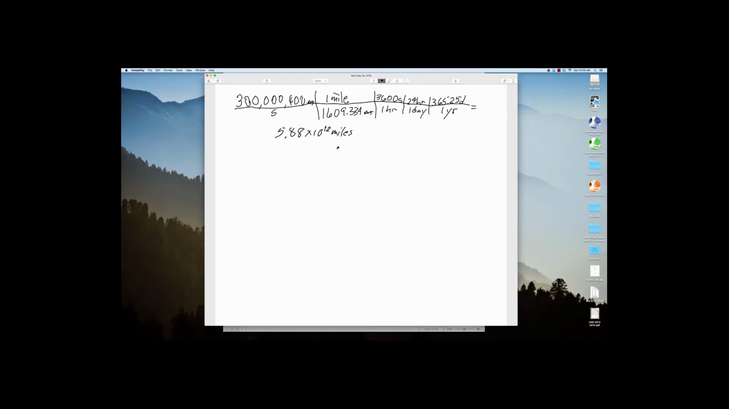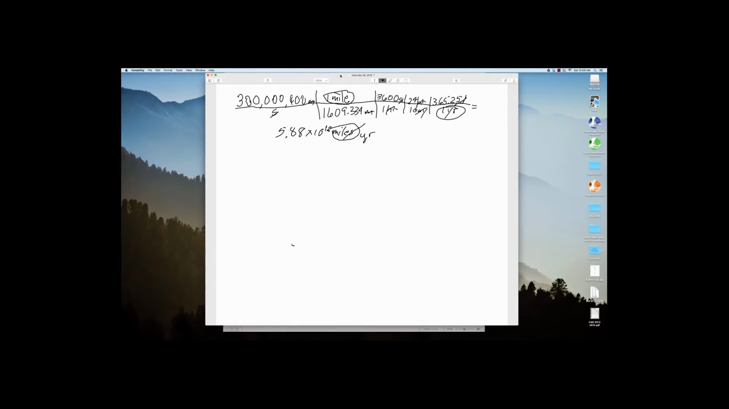And this is called dimensional analysis, where we take all these various dimensions or units and we can cancel out each one until we're left with miles on the top and years on the bottom. And so that's how far light travels in 1 year.